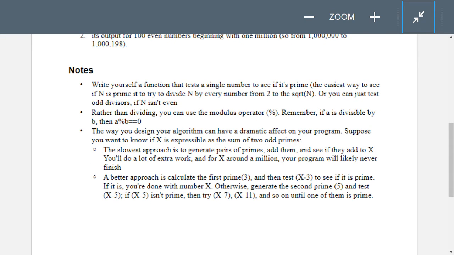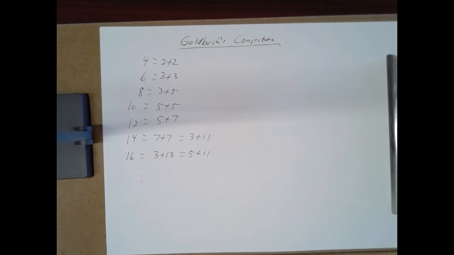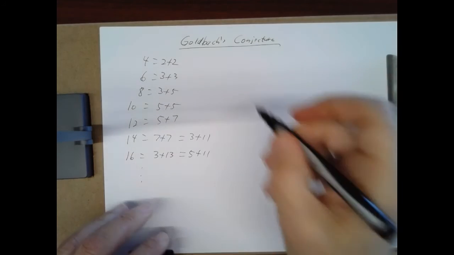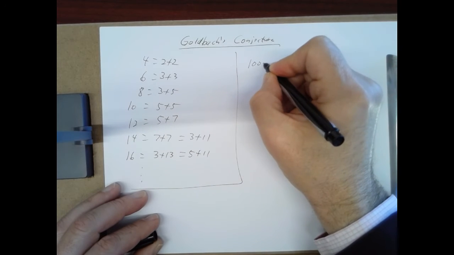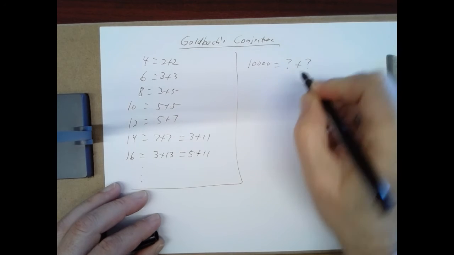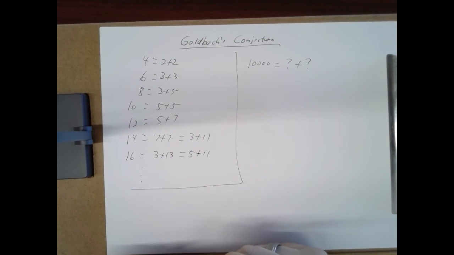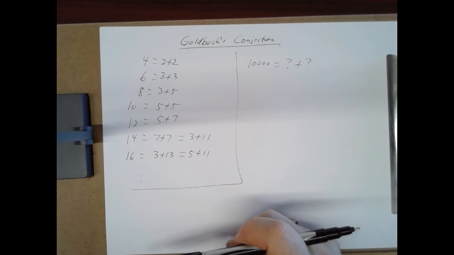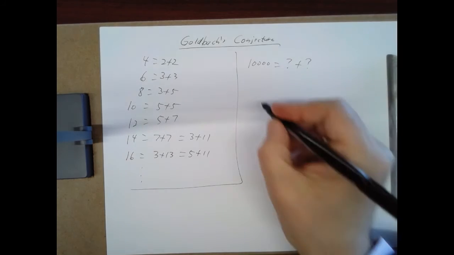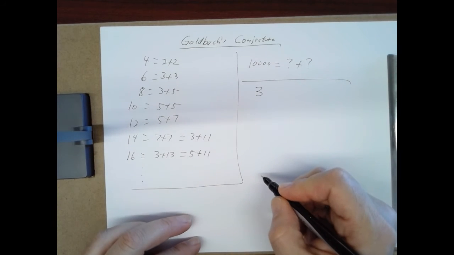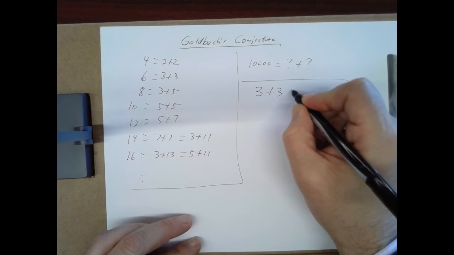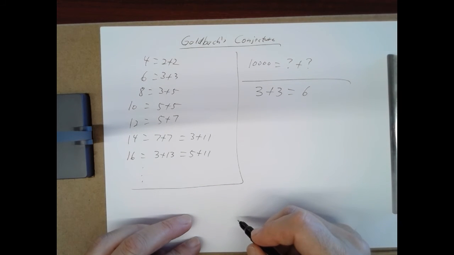Okay, this third point is critical to performance. There are 2 ways to approach this question. So let's say we want to know if 10,000 can be written as a sum of 2 primes. Here's what you do not want to do. Okay, don't do this. Generate your first prime, which is 3. Generate your second prime, which is 3. Add those together, see if you get 10,000.